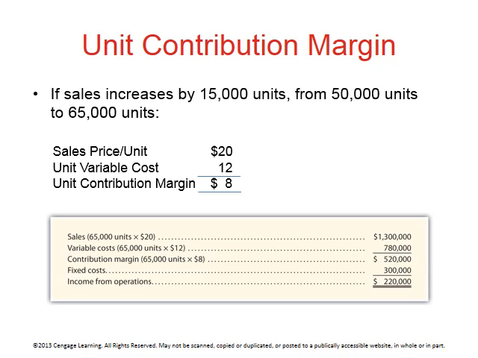So we have our sales, 65,000 units times 20 bucks. Our variable cost, 65,000 units times 12 bucks. And we end up at our contribution margin, which is 65,000 units times 8 bucks, which is our unit contribution margin. So the idea here is to show the relationship between what we've been looking at before and looking at unit contribution margin.